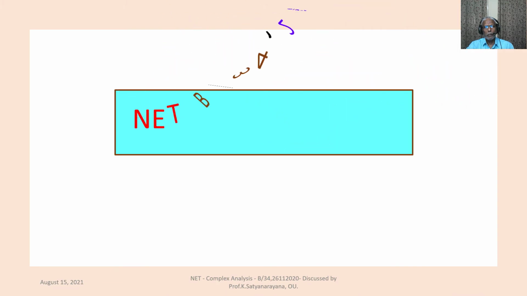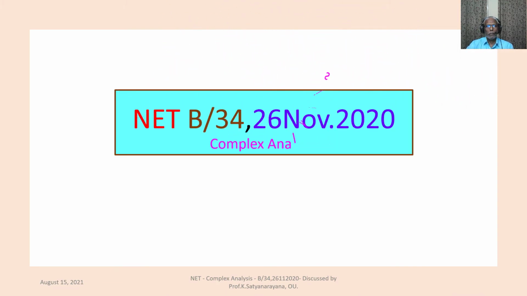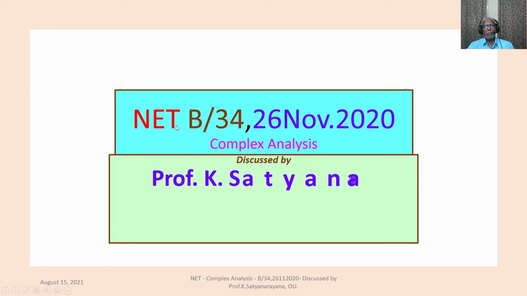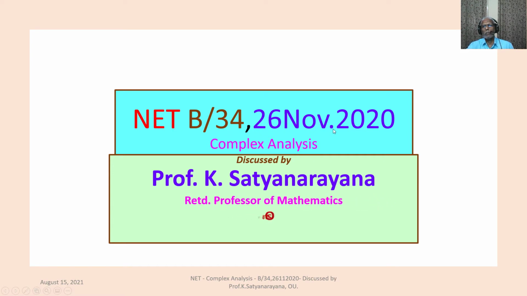We consider a question on complex analysis that has appeared in the National Eligibility Test (NET) and will be discussed. It's a question on complex analysis that appeared in the National Eligibility Test examination held on 26th November 2020 under section B, bearing serial number 34.